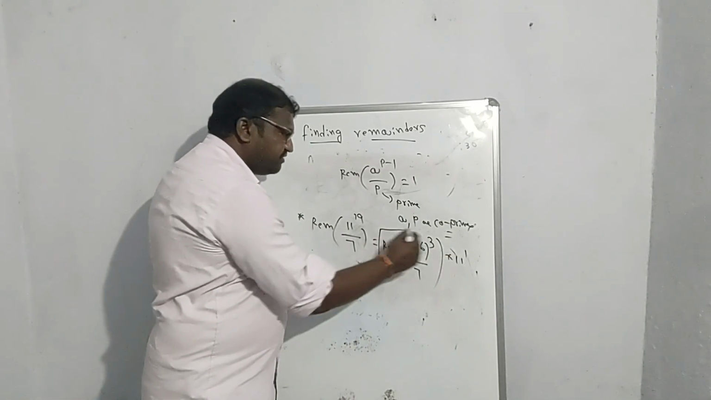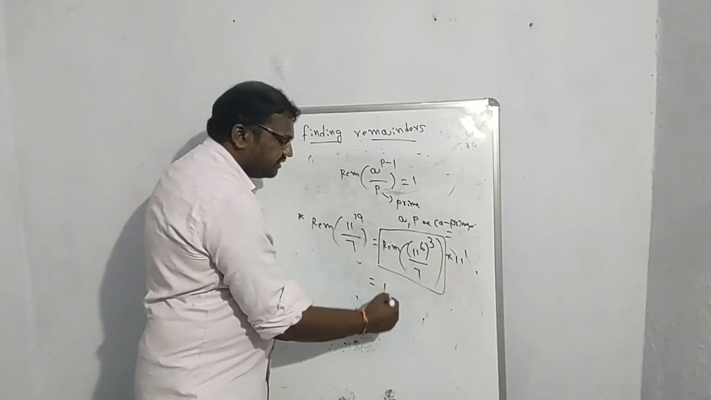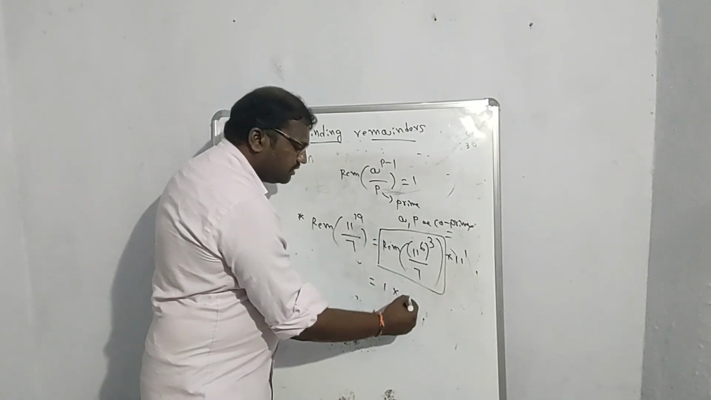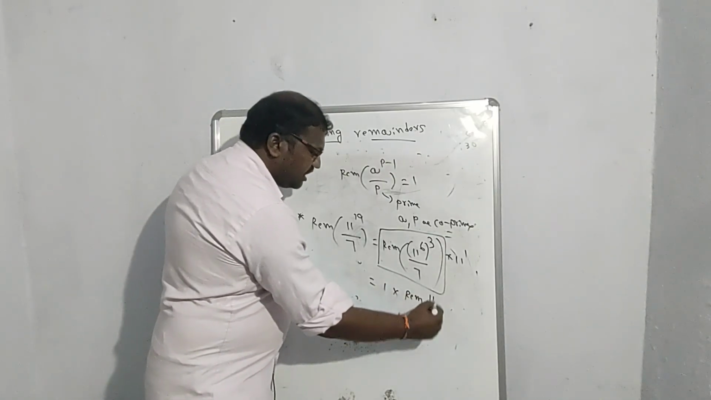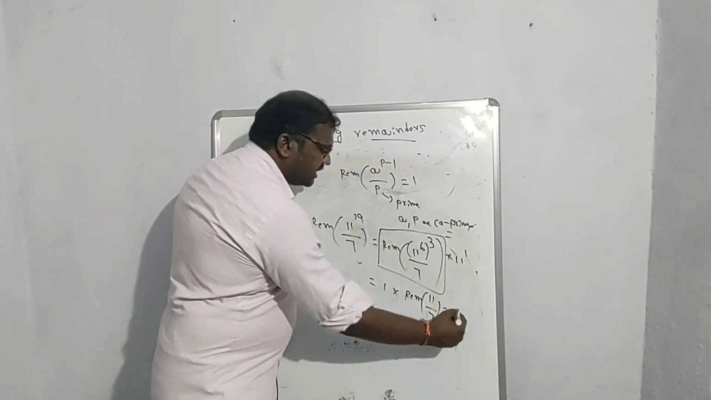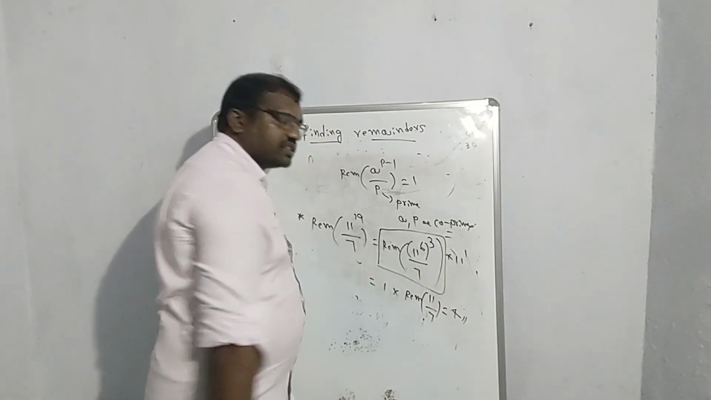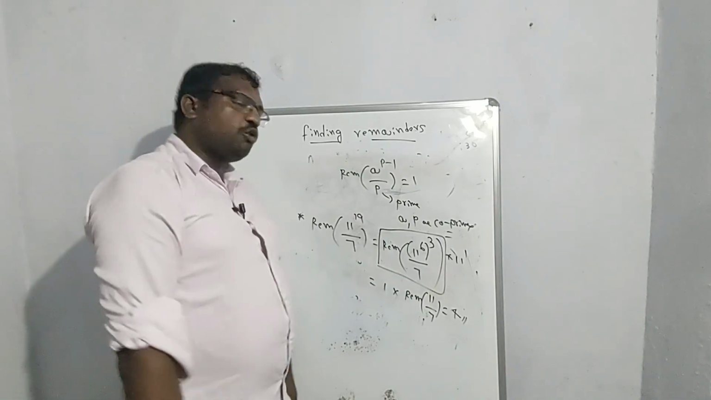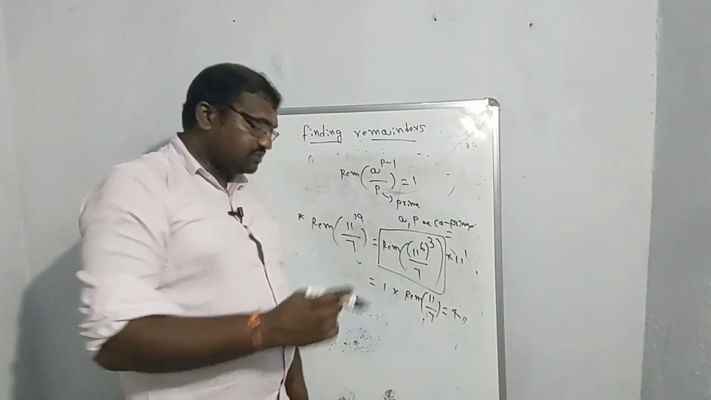What is the value by Fermat's theorem? According to Fermat's theorem, it is 1. So 1 into 11, the remainder of 11 by 7. What is the value? It is 4. 4 is the answer.